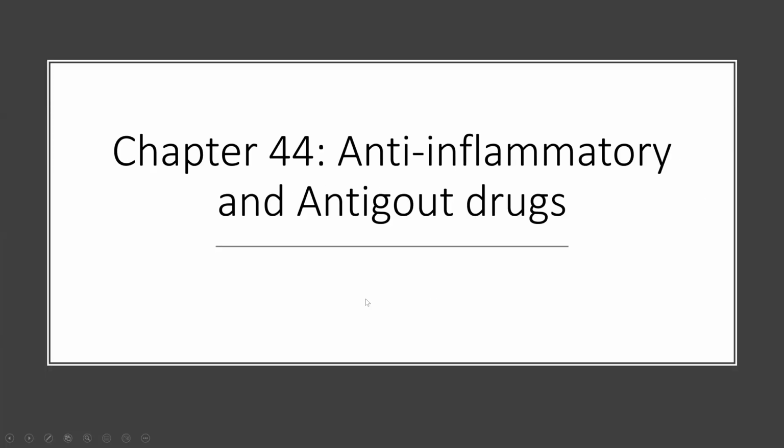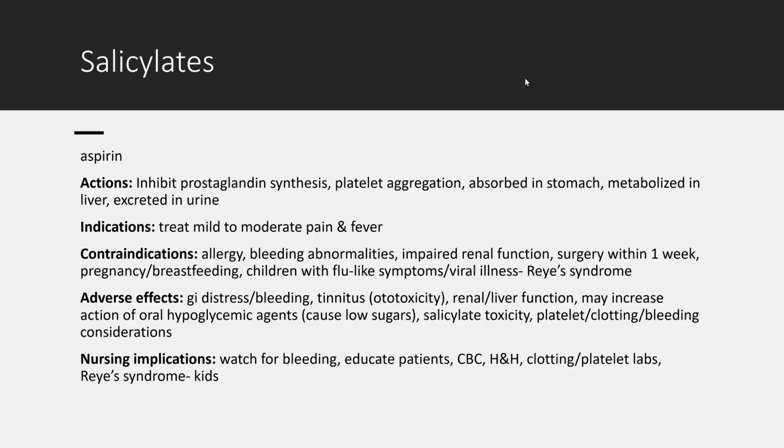Okay, we're going to move on to anti-inflammatory, anti-gout drugs. So it's going to be starting with salicylates. So it's your aspirin. They inhibit prostaglandin synthesis, platelet aggregation. They're absorbed in the stomach and metabolized in the liver, excreted in the urine. It's used to treat mild to moderate pain and fever.